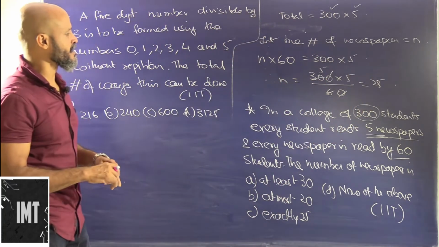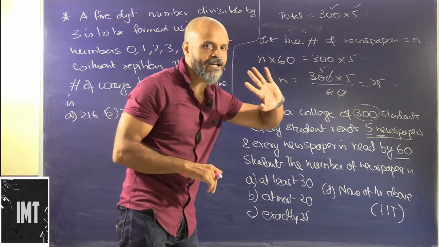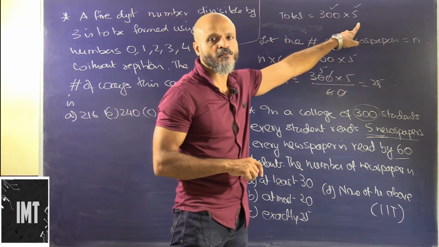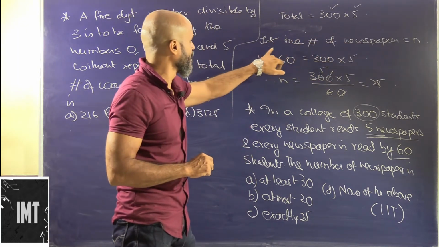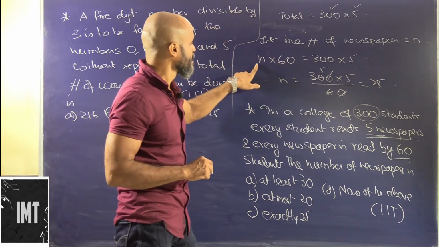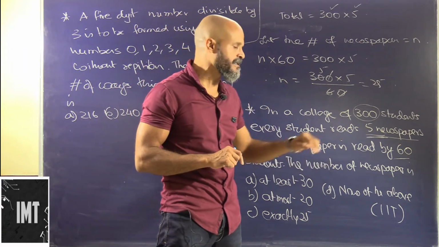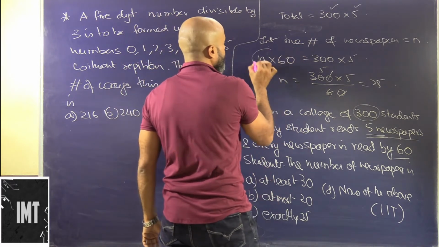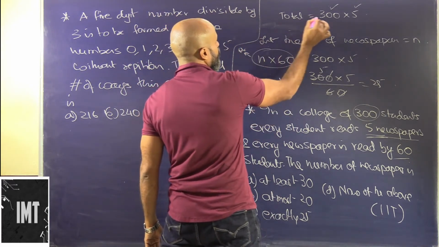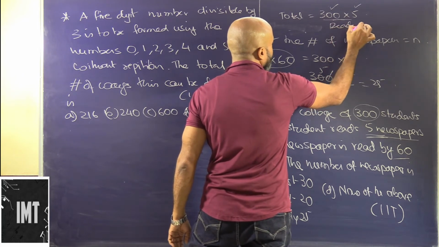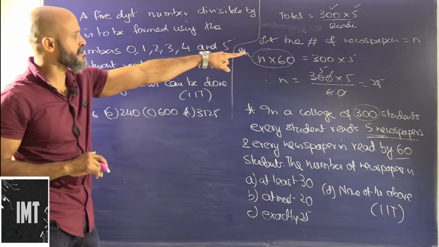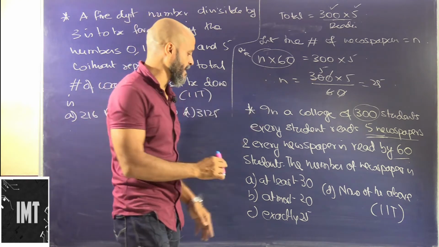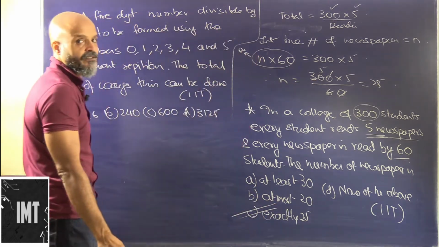In a college of 300 students, every student reads 5 newspapers, so 300 into 5 is the reading. Now let the number of newspapers be n, so n into 60, since every newspaper is read by 60 students, is again the reading. So n into 60 will be 300 into 5, so n will be 25, exactly 25.